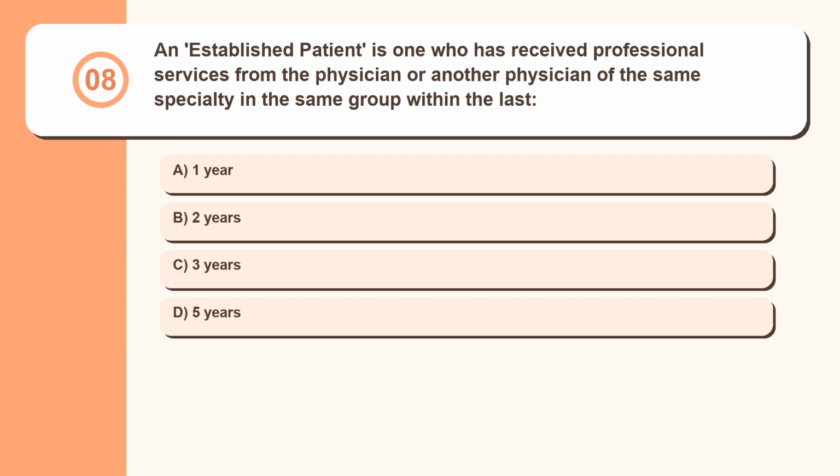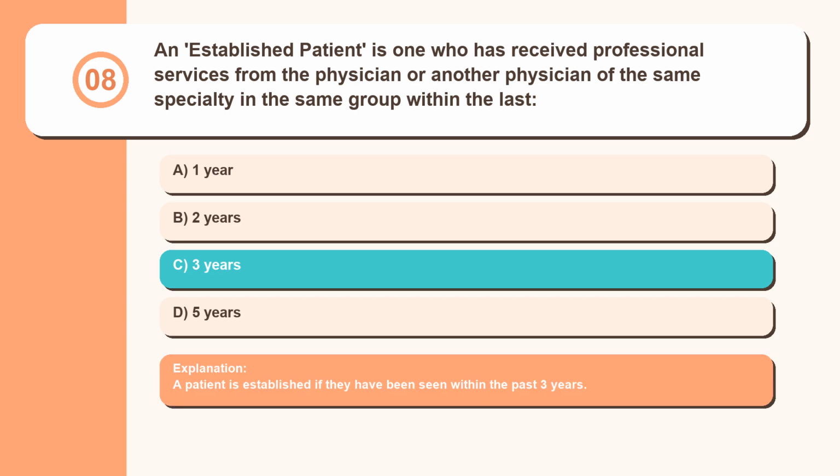Question 8. An established patient is one who has received professional services from the physician or another physician of the same specialty in the same group within the last 1 year, 2 years, 3 years, 5 years. A patient is established if they have been seen within the past 3 years.